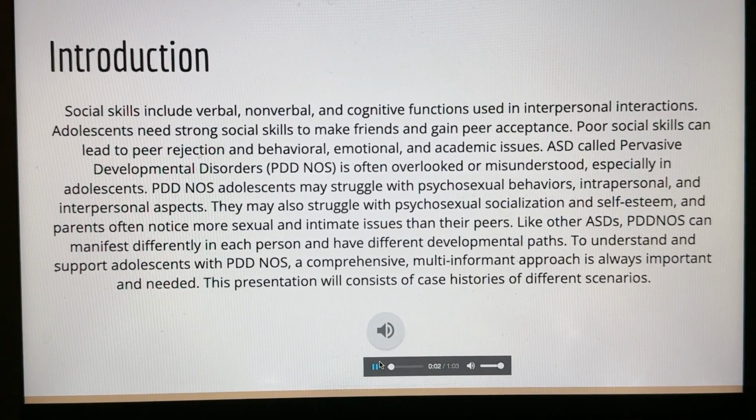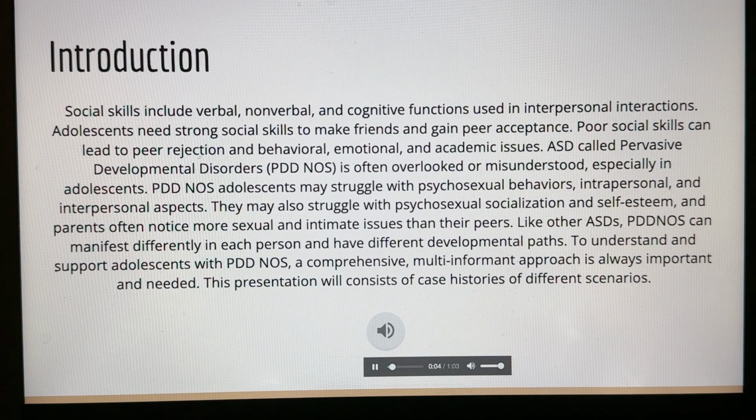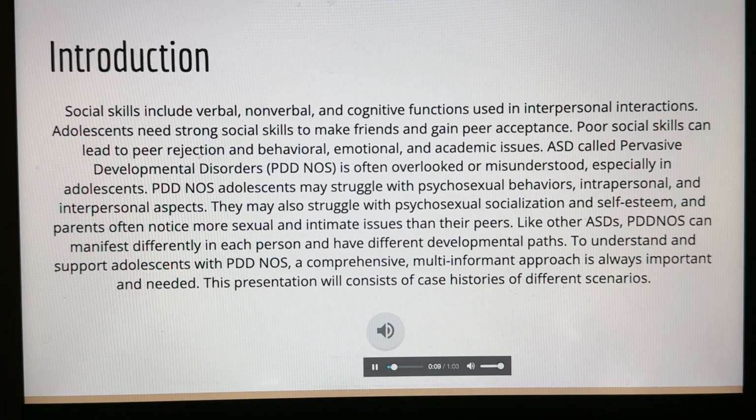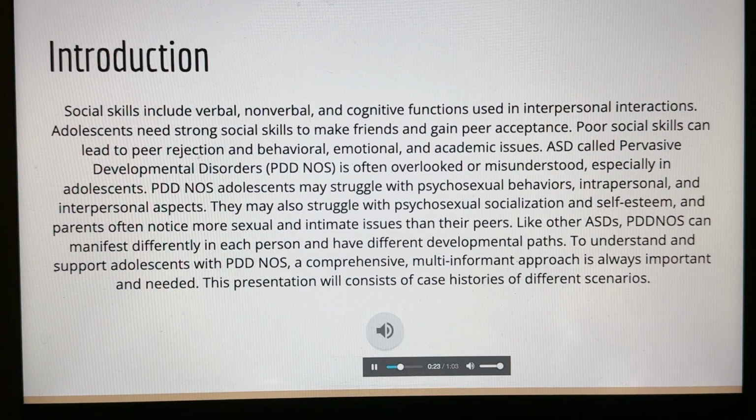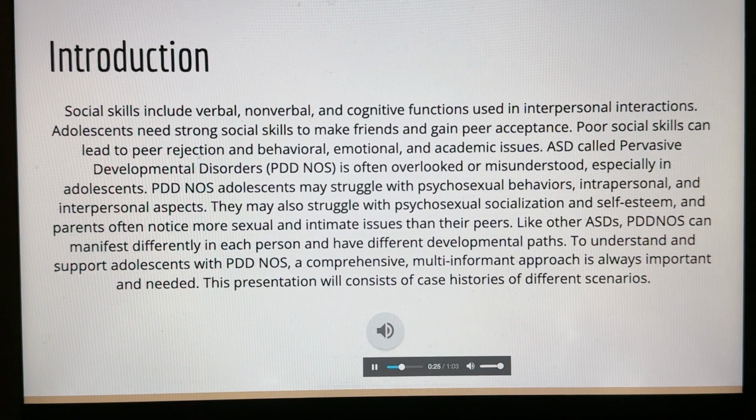Social skills include verbal, nonverbal, and cognitive functions used in interpersonal interactions. Adolescents need strong social skills to make friends and gain peer acceptance. Poor social skills can lead to peer rejection and behavioral, emotional, and academic issues. ASD, called Pervasive Developmental Disorders (PDD-NOS), is often overlooked or misunderstood, especially in adolescence.